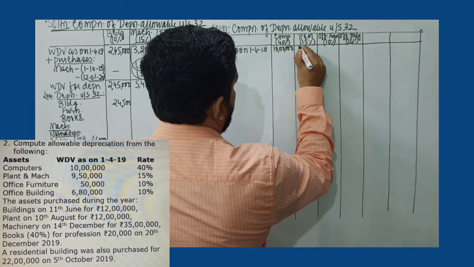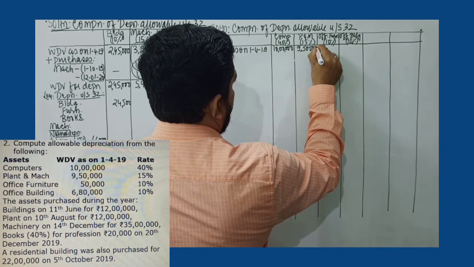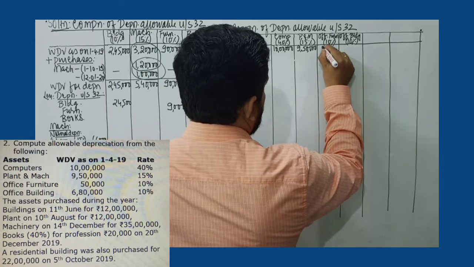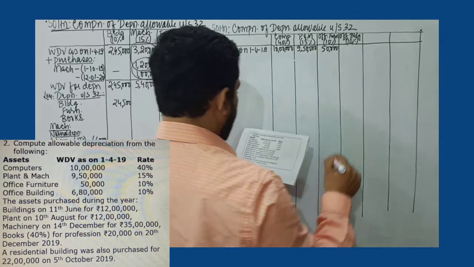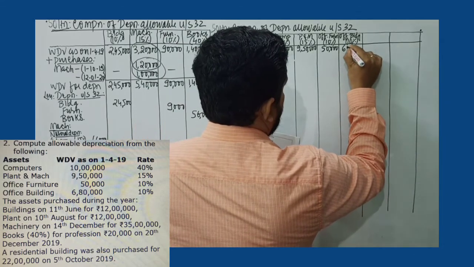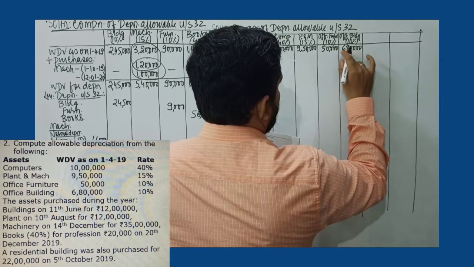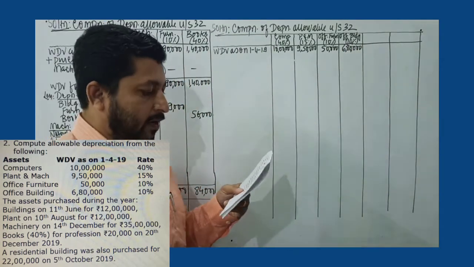For plant and machinery it is 9 lakh 50,000. So I record 9 lakh 50,000. Office furniture given is 50,000. Then office building is given 6 lakh 80,000. Then as I said, we will check with the other blocks of assets as and when we come across.